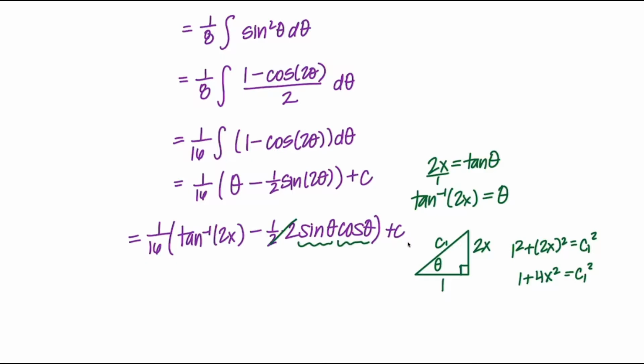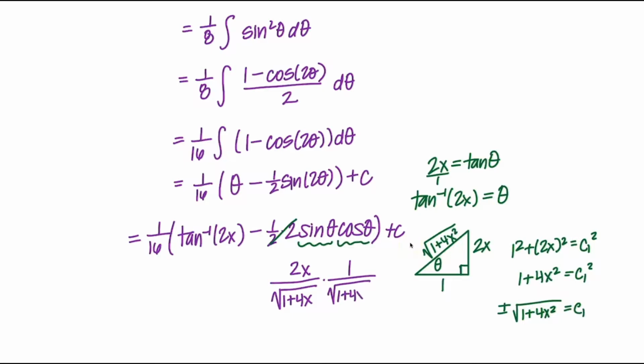If I take the square root of both sides, I get plus or minus the square root of 1 plus 4x squared is equal to c1. Well, I'm going to take my hypotenuse to be positive. So I have the square root of 1 plus 4x squared. And now sine of theta is opposite over hypotenuse. So I can replace sine with opposite 2x over hypotenuse, radical 1 plus 4x squared, times cosine theta is adjacent over hypotenuse. So 1 over the square root of 1 plus 4x squared.